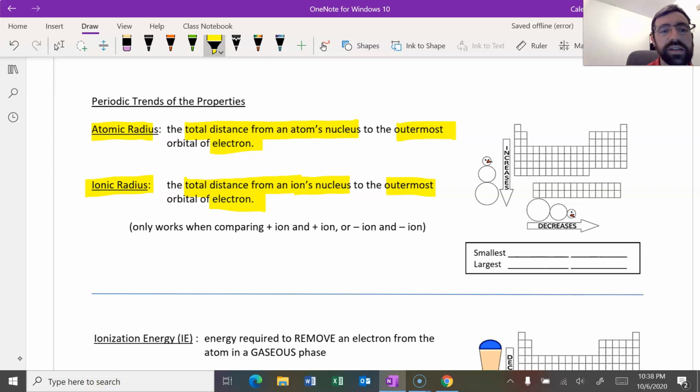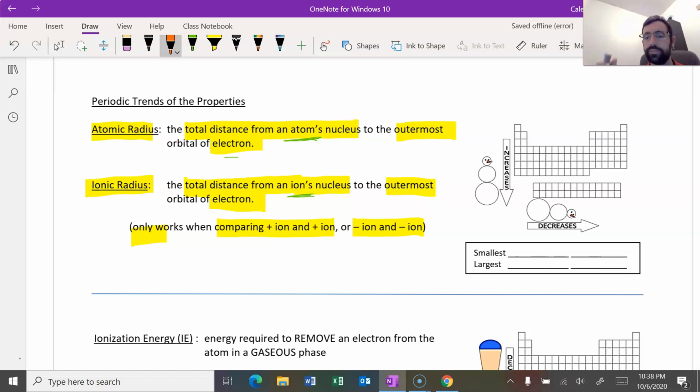Okay, so this is our main difference: atom or ion. Really, it's the only difference. Keep in mind that we're going to go into more detail about the difference between the atomic radius and ionic radius in the future, down in subsequent pages. But on this page, I want you to just focus on the trend if we're talking about an atom or if we're talking about an ion. And with this trend, we're only comparing positive ion and positive ion or negative ion and negative ion.